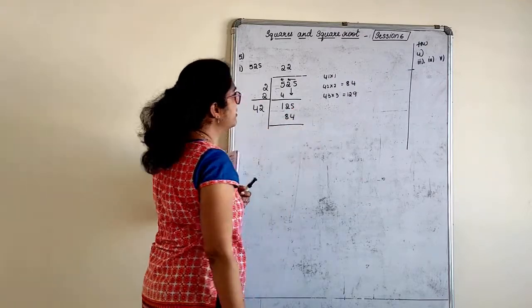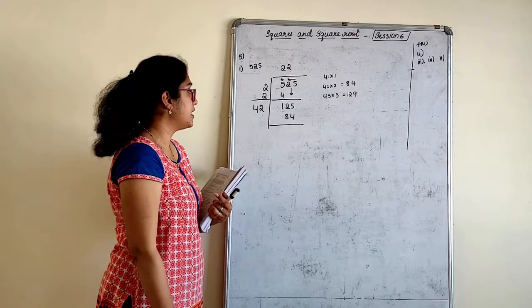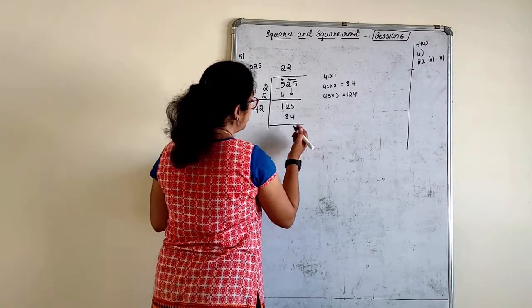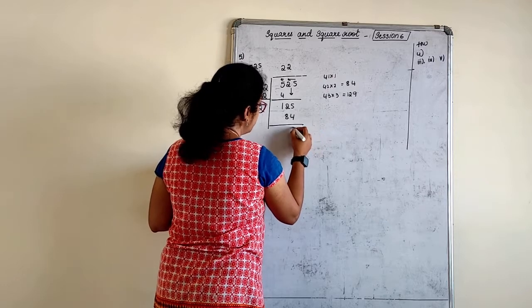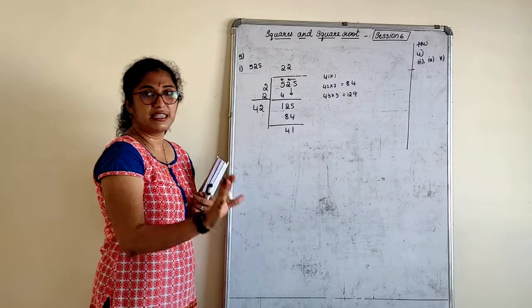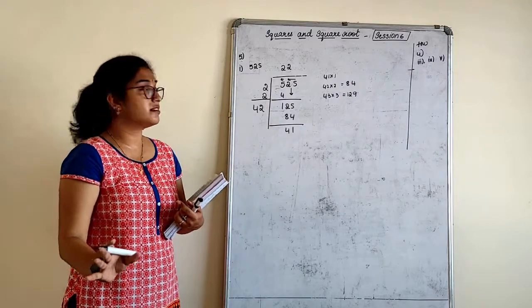Even if you don't find the remainder, that is fine because we do not want to find it. Even if you find it, well and good. So 5 minus 4, 1, 41 is the remainder. Keep this as it is. Don't do anything with the remainder here.